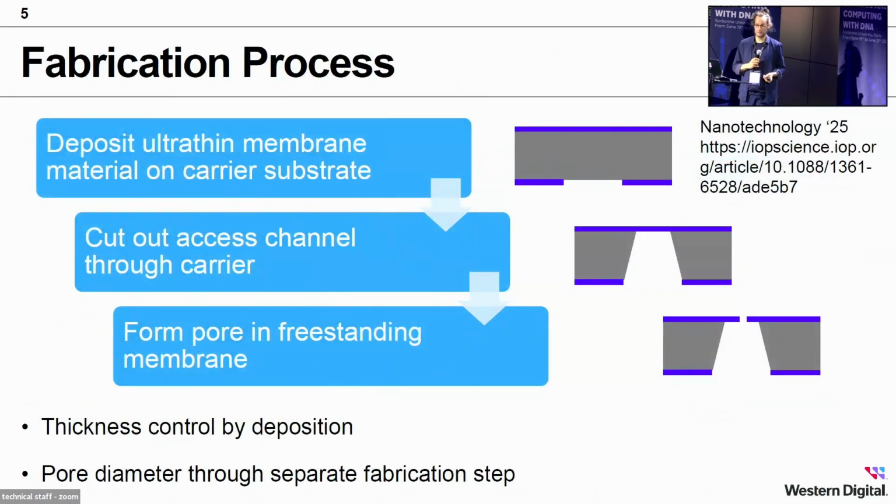So how do we do this? First, we start with a very thin film that defines the vertical structure. We cut a channel from the backside, and then we form a pore in the freestanding membrane. And all of these steps are pretty challenging, from the materials to making the pores. We just had a paper accepted here that was just published a few days ago, if you want to know more about different materials and different approaches here.